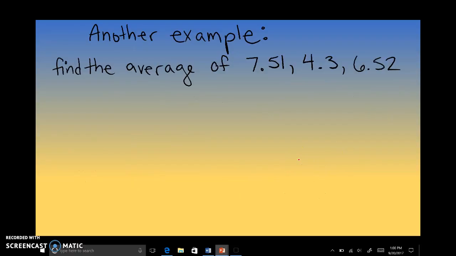So let's do one more example of this. We're going to find the average of 7.51, 4.3, and 6.52. So let's do this example together. Our first step is to add all of these numbers together. So this is a good review of how we add decimals. So remember, first thing we need to do is line up all of our decimals that we are adding.